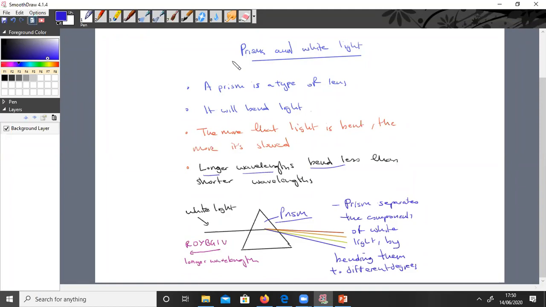So something you've learned, hopefully, is something that occurs in nature and also occurs in glasses and other things that humans make: the bending of light. And we've learned a very important relationship here, that the longer your wavelength is, the more you bend. And the prism takes advantage of that by separating light using that principle.